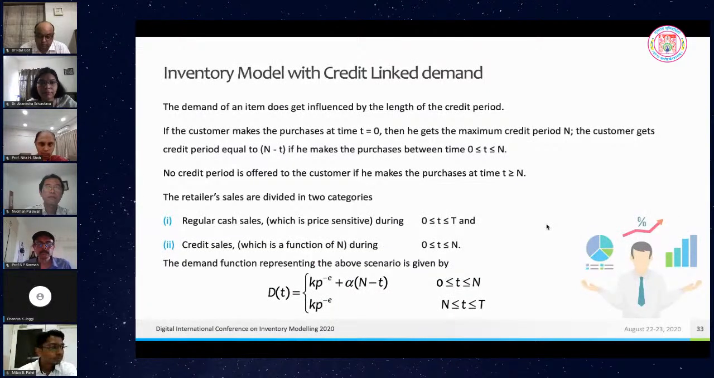Good. Now here we see that the demand of an item gets influenced by the length of the credit period offered to the customer. If the customer makes the purchase at time t, then he gets the maximum discount N, and the customer gets a credit period equal to N minus t if he makes the purchase in this range. There is no credit period offered if he makes the purchase at time t greater than N. Now, the retailer sales are divided into two parts. One is the regular cash sales, which continues to be there, and one is the credit sales. Here, the demand is initially a price dependent demand, and this is the credit demand, whereas the cash demand continues to be there throughout 0 to t. Next, please.